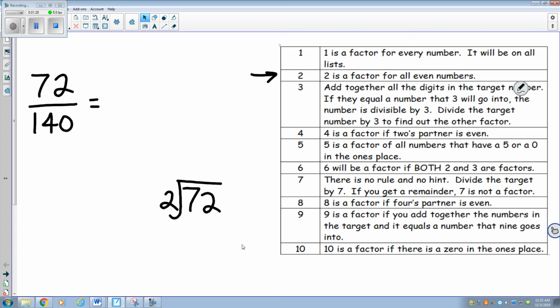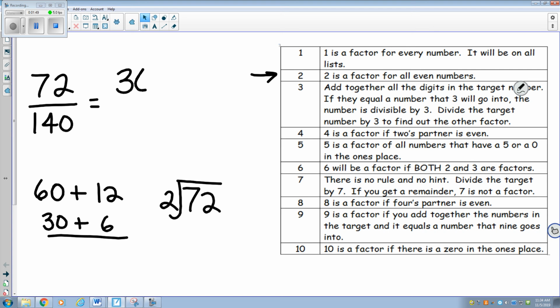Take 72 and break it down into two different numbers, like 60 plus 12. 60 plus 12 is 72. And then we can just take half of those two numbers. Half of 60 is 30, and half of 12 is 6. So half of 72 is 36. So we can put 36 right here. Of course, we could have also gotten 36 by doing this division problem right here. 72 divided by 2 is 36.